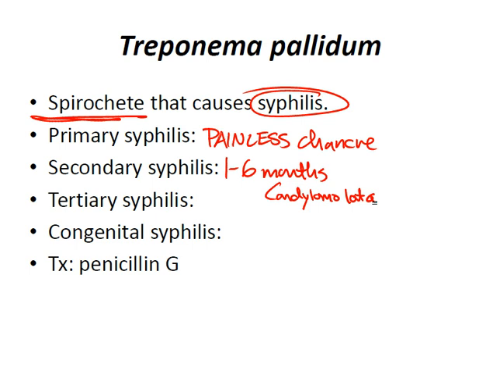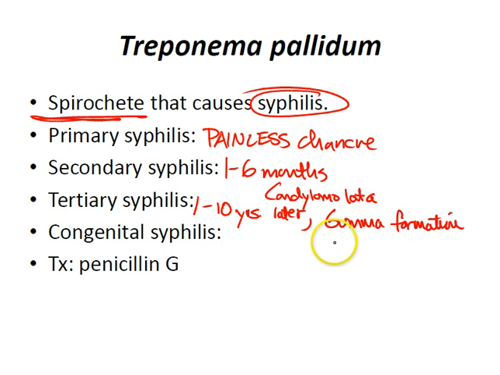Contrast condyloma lata caused by secondary syphilis with condyloma acuminata, which is venereal or genital warts. And tertiary syphilis occurs 1 to 10 years later. Now that's where you get a gumma formation, or basically granulomas in the bones. It's a gumma or gumma.